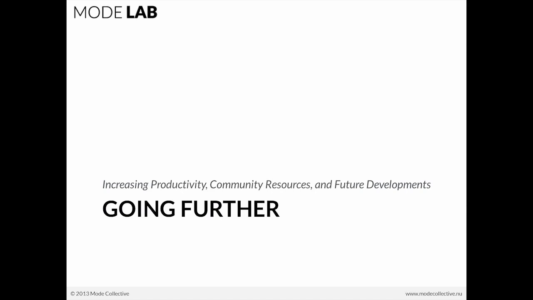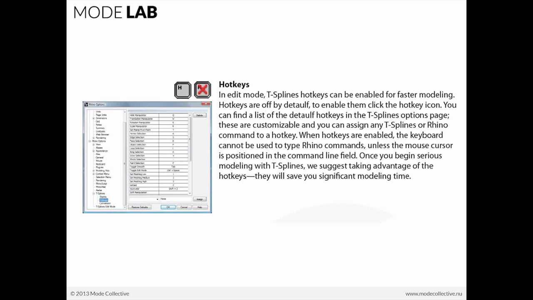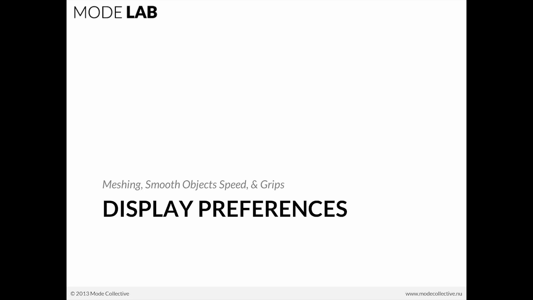So from here, going further: increasing productivity, additional community resources, and the future developments of T-Splines. You have hotkeys in T-Splines. We didn't use any tonight or today in the webinar because it would be difficult for you to see what we're doing, but they can be enabled to facilitate faster modeling. You can do that in the T-Splines options in Rhino by assigning different T-Spline hotkeys. There are some defaults, and you can define them as you would like as well.